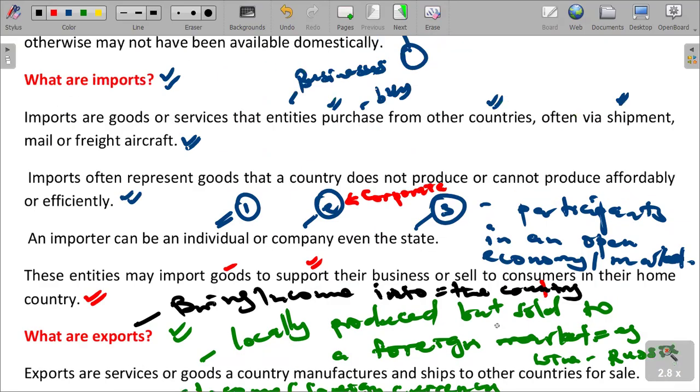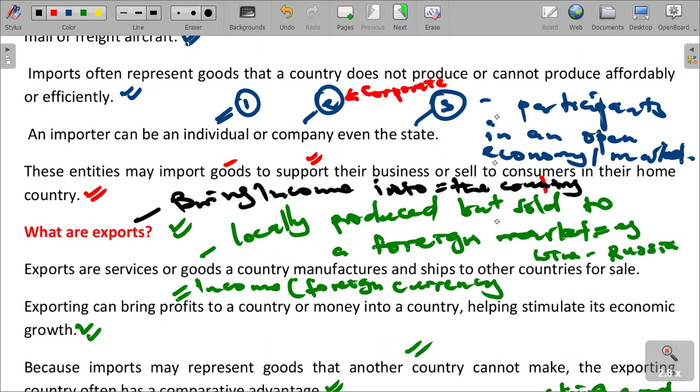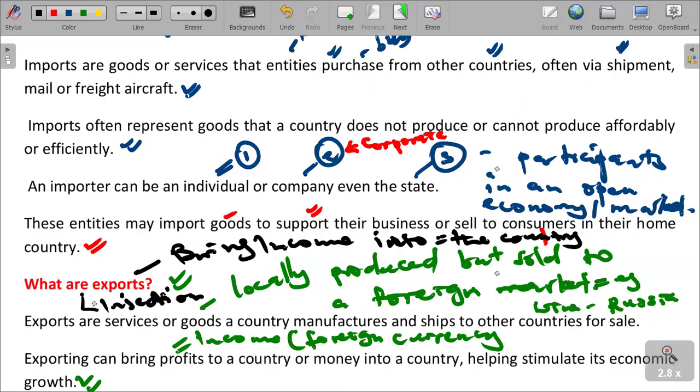And then imports. So we can say exports, in other economic terms, are an injection into the economy. It's an injection of finances. It's an injection of income. Exports are an addition. We can also say that it's an addition of income. Exports are an addition of income into the economy.